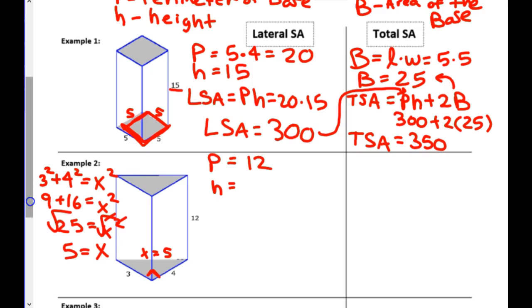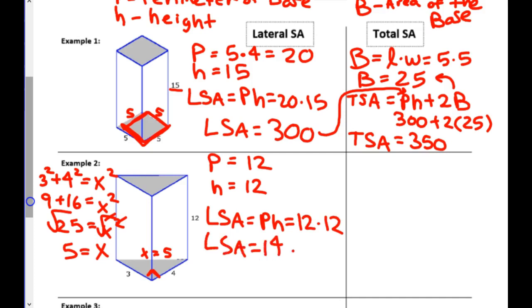What's the height of the whole prism? It's also 12. All right, so LSA, lateral surface area, is going to be no big deal. PH. 12 times 12, right? Because that's my P, that's my H. They coincidentally are the same. What's 12 times 12? 144, because we're multiplying, right? And we would get units squared, right? So we got our lateral surface area, PH, yay.